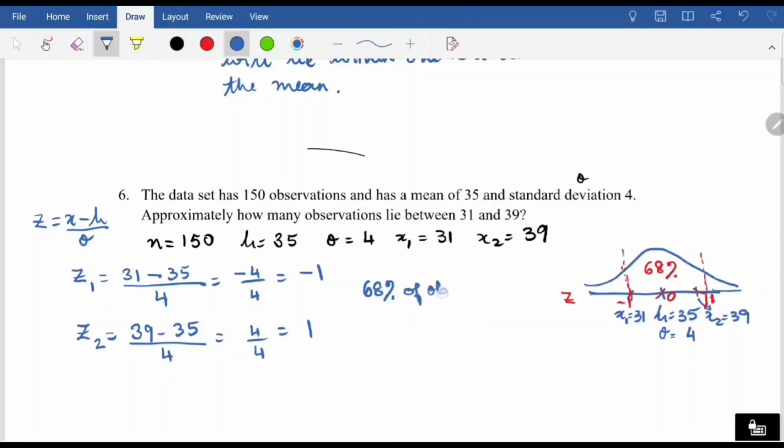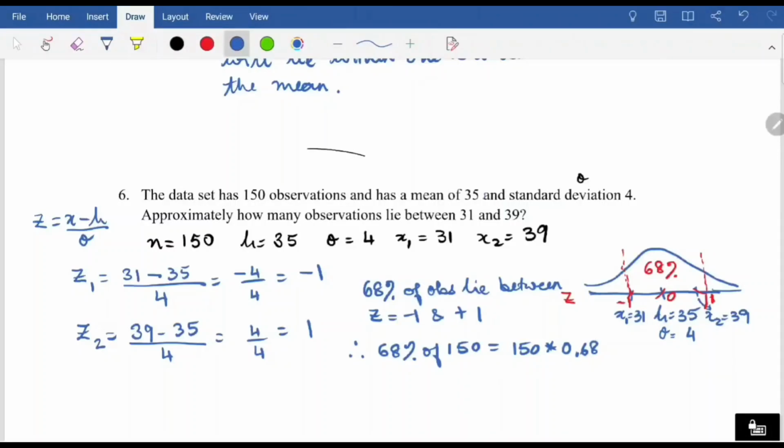So 68% of observations lie between z equals negative 1 and positive 1. Therefore, 68% of 150 equals 150 times 0.68, which is approximately 102 observations. So 102 observations lie between 31 and 39.